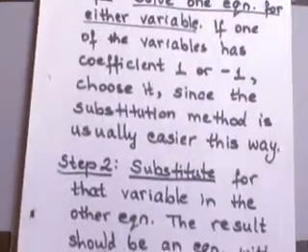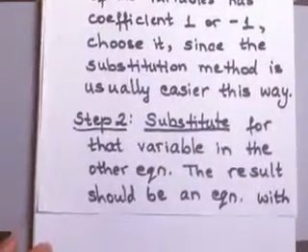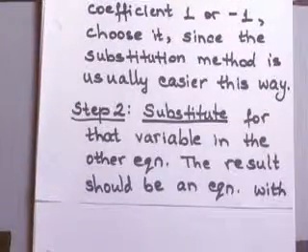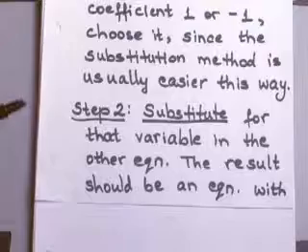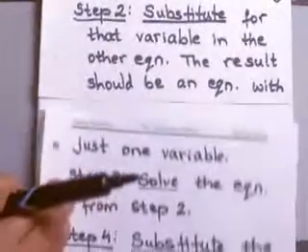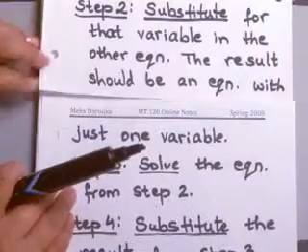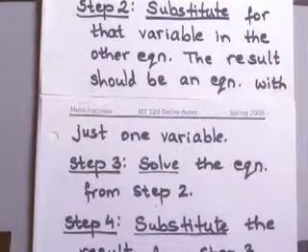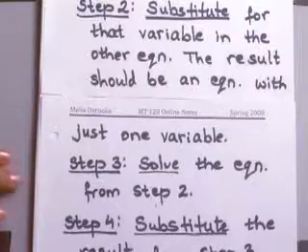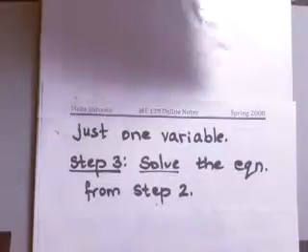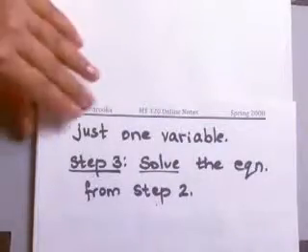Your second step will be to substitute for that variable in the other equation, and the result should be an equation with just one variable. So once you solve your equation in the first step, in the second step you'll go ahead and substitute that into the other equation. Okay? Then your step 3 will of course be to solve the equation that you just created in step 2.